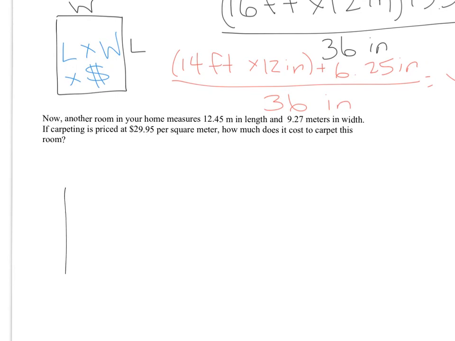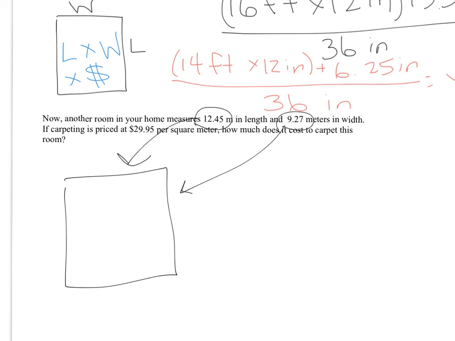Second one is a little bit easier. You have a room. You have a length. And you have a width. Area, length times width. Multiply these together and that gives you square meters. So length times width, right there and right there, times your dollar amount, which is right here.